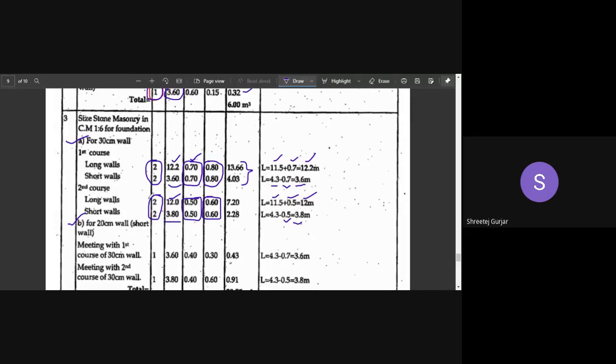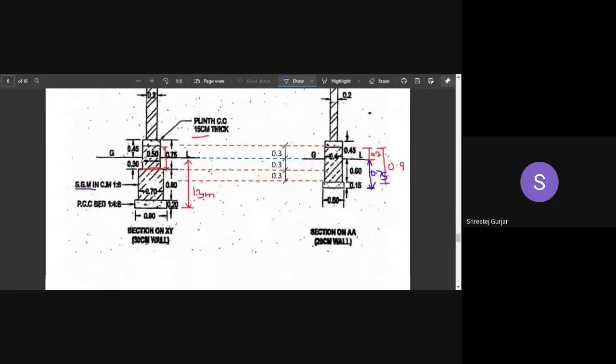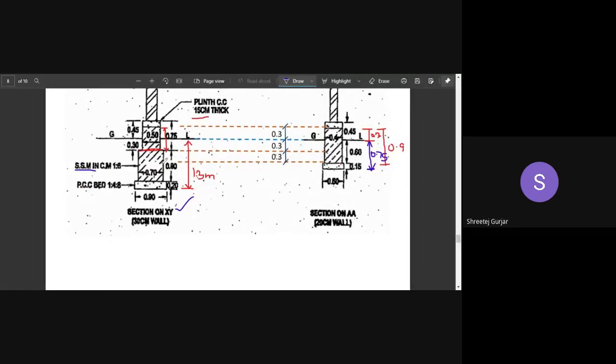So multiplying number into L into B into D, I get my stone masonry calculation for my second step in the 30 centimeter wall. Okay, so we are done with the 30 centimeter wall stone masonry calculation.